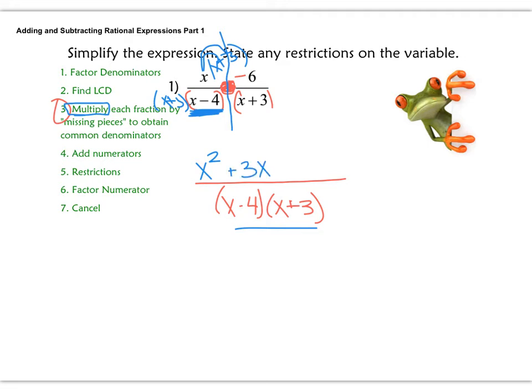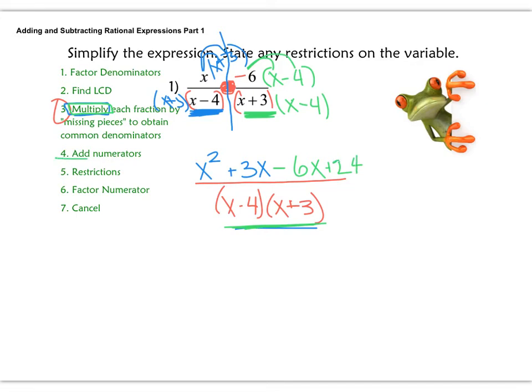All right, doing the other fraction. What is this one missing to look like this? Well, it's missing the x minus 4. So that means I multiply the top by x minus 4. Multiply, don't just smoosh it together. So I get negative 6x plus 24.